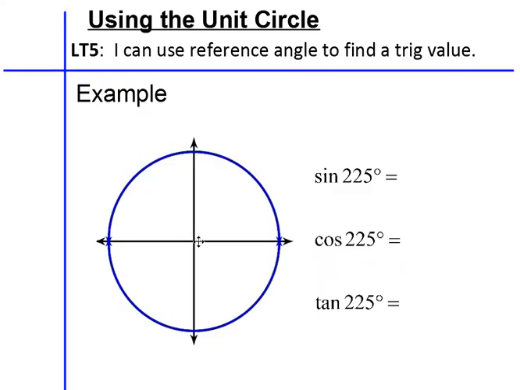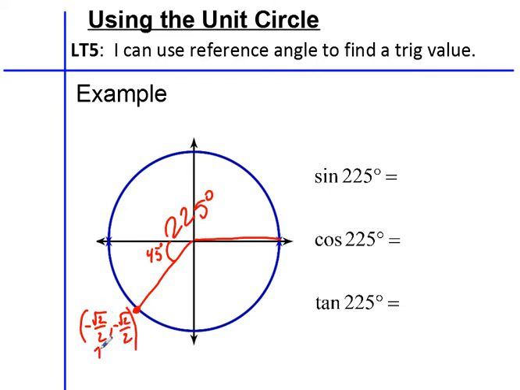So let's draw this in standard position. Here's the initial side and my terminal side. And this is 225. What is my reference angle? My reference angle is 45 degrees. What's the coordinate here? The coordinate was negative square root 2 over 2, comma, negative square root 2 over 2.